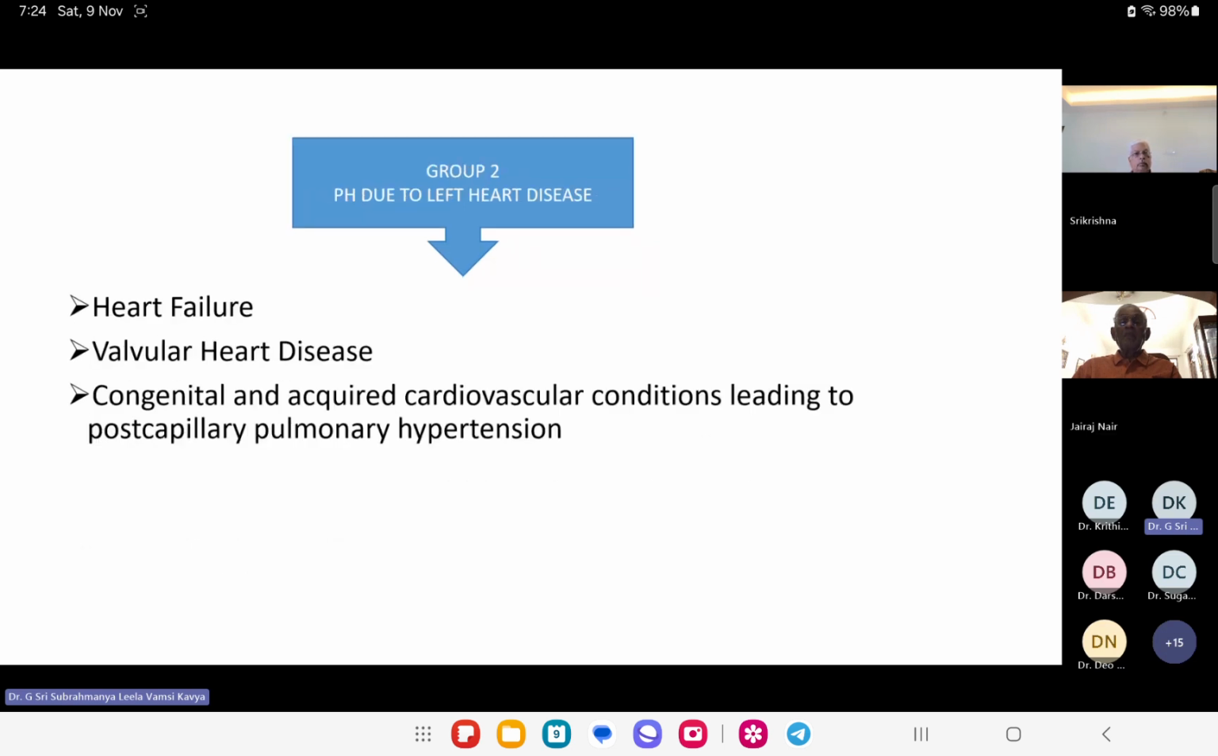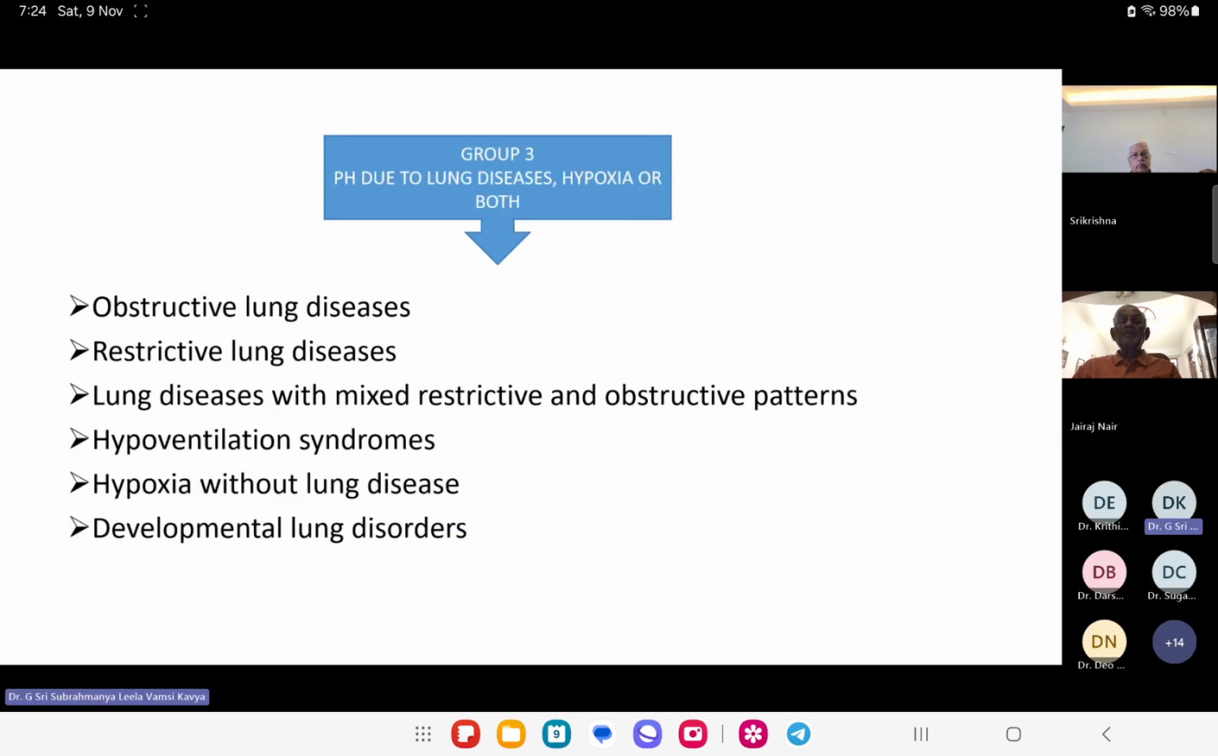Group 2 includes pulmonary hypertension due to left heart disease, due to heart failure or valvular heart disease, congenital and acquired cardiovascular conditions leading to post-capillary pulmonary hypertension. Group 3 includes pulmonary hypertension due to lung diseases, hypoxia or both, obstructive lung diseases, restrictive lung diseases with mixed restrictive and obstructive patterns, hypoventilation syndromes, hypoxia without lung disease, and developmental lung disorders.